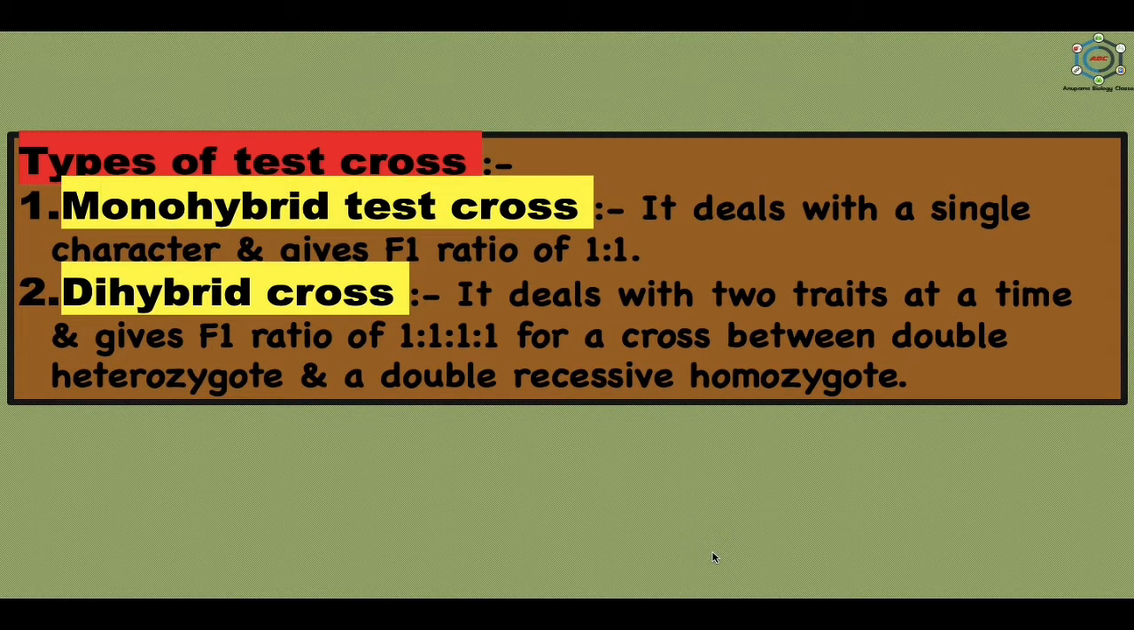Second is dihybrid cross. It deals with two traits at a time and gives F1 ratio of 1:1:1:1 for a cross between a double heterozygote and a double recessive homozygote.